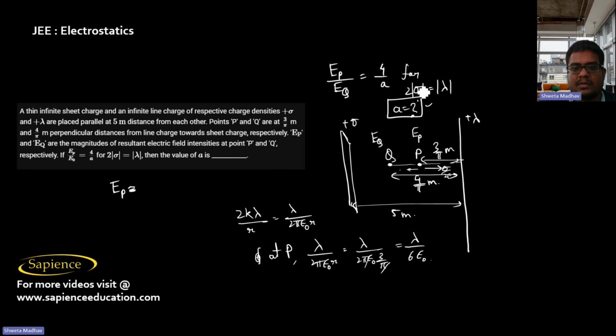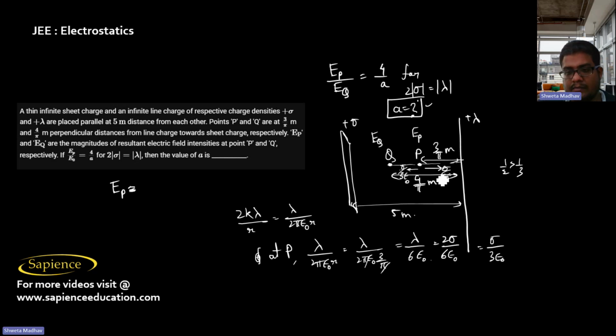Here it is told sigma equal to 2 sigma, so lambda equals 2 sigma. So this will be 2 sigma by 6 epsilon naught, which is equal to sigma by 3 epsilon naught. But here we have sigma by 3 epsilon naught towards the left, and towards the right we have sigma by 2 epsilon naught. So 1 by 2 is obviously more than 1 by 3.